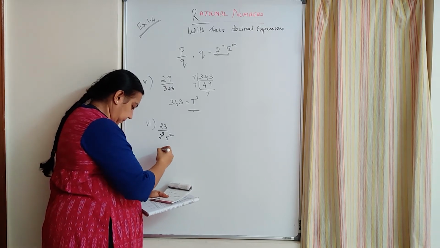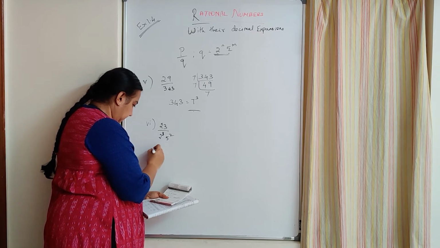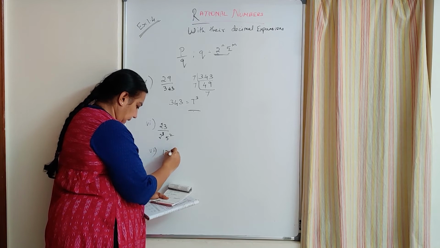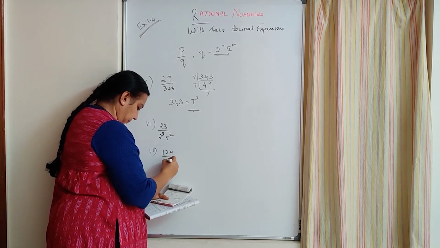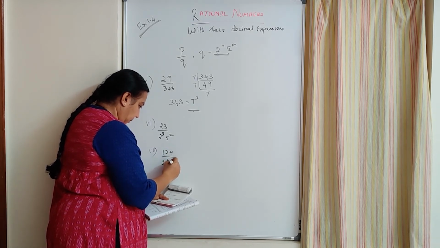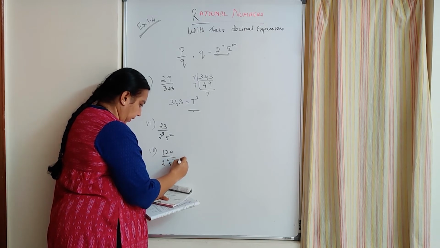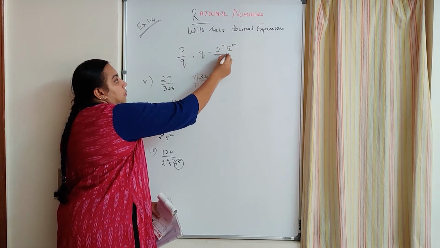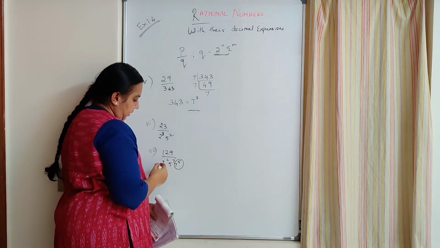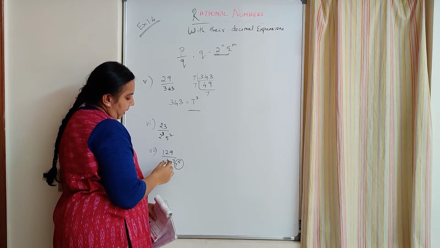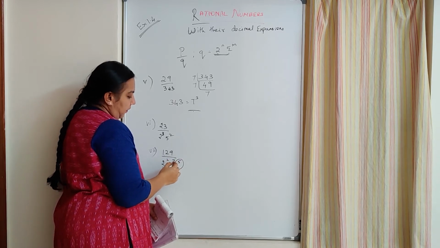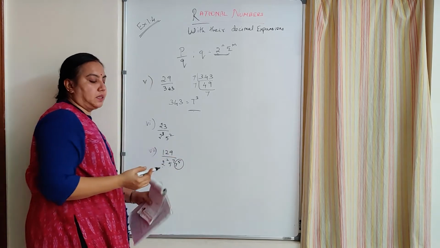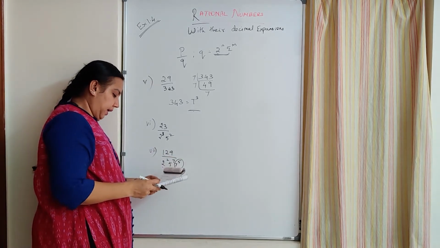The next sum, seventh sum, 129 by 2 power 2, 5 power 7 and 7 power 5. Again, we have got a 7 here, but we require only 2 power n and 5 power m. Even though we have 2 power 2 and 5 power 7, because of the 7 as a factor, this is not going to give a proper answer. It is going to be a non-terminating decimal.